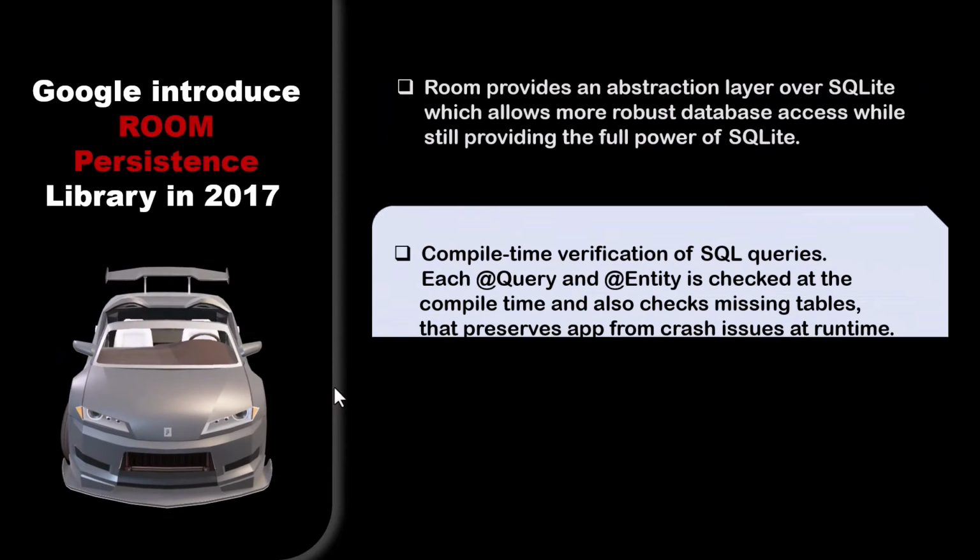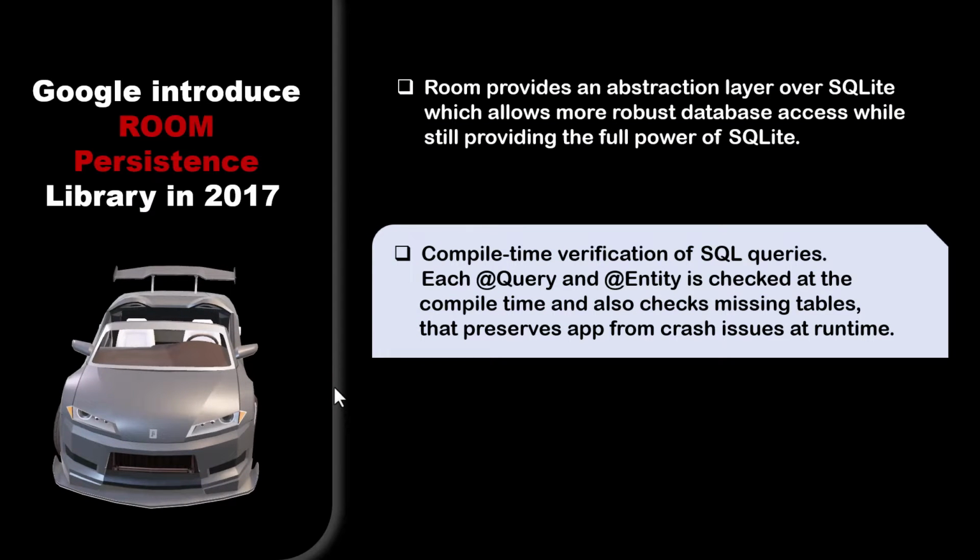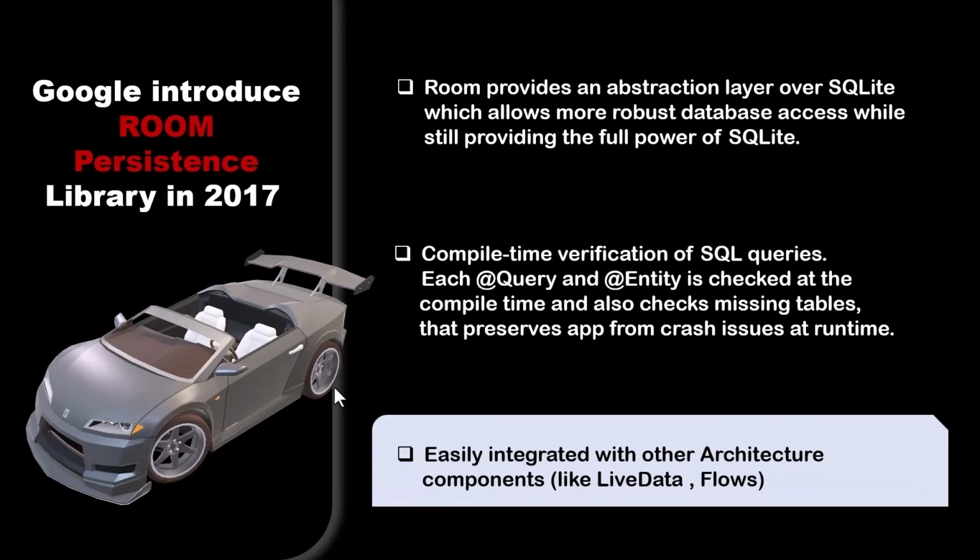Cool. So there are some advantages of the Room persistent library. We get compile time verification of SQL queries: each query and entity is checked at compile time, and it also checks for missing tables, so we don't get crashes because of these basic issues. Another major advantage of the Room persistent library is that it can be easily integrated with LiveData, Kotlin Flows or even RxJava, so we can easily achieve reactive programming with the help of the Room persistent library.